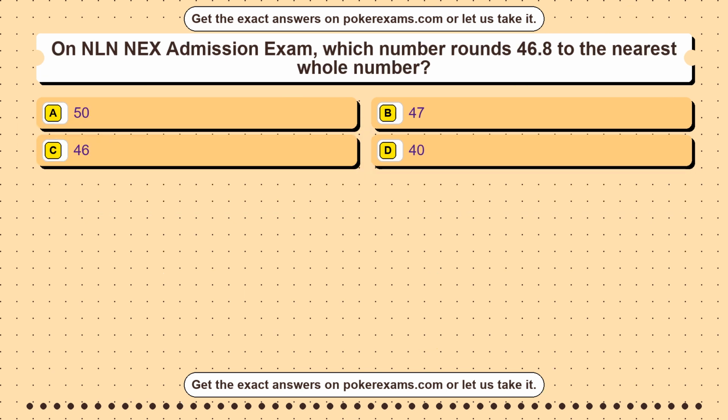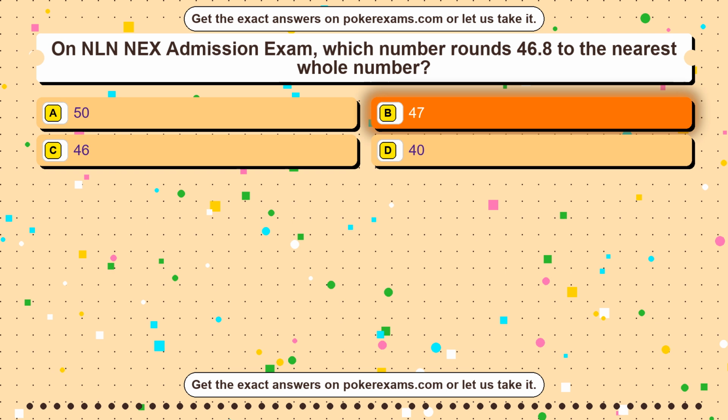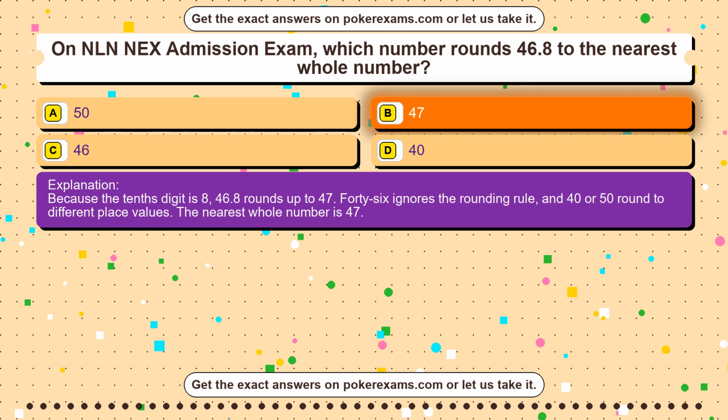Question 44. On the NLN NEX Admission Exam, which number rounds 46.8 to the nearest whole number? Option A, 50. Option B, 47. Option C, 46. Option D, 40. The correct answer is option B, 47. Because the tenths digit is 8, 46.8 rounds up to 47.